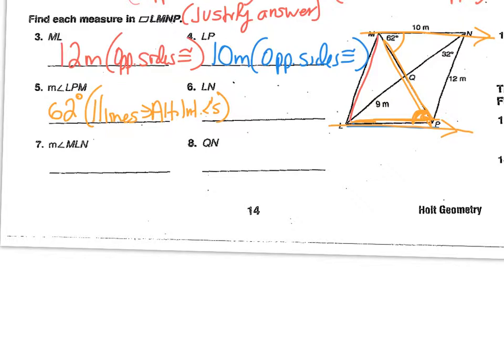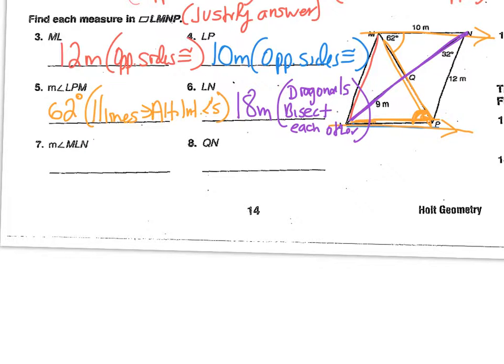Okay. Now, how about number 6? LN. LN is this segment. How much is LN? 18 is right. 18 meters. How do you determine that was 18 meters? Diagonals bisect each other. Right? Opposite angles congruent. How about number 7?